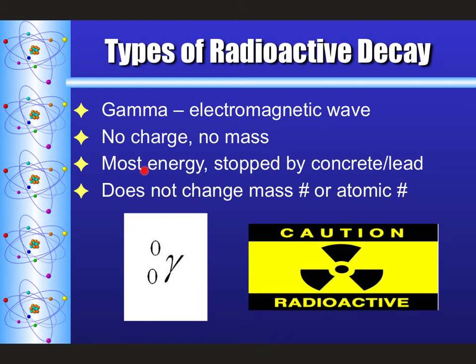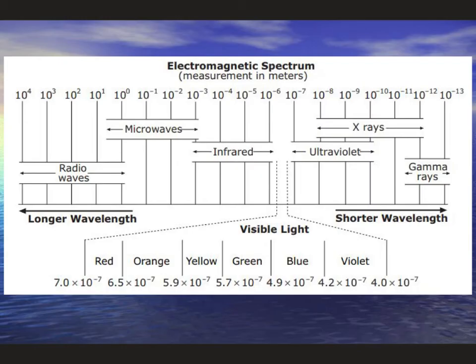No charge, no mass, the most energy. It has to be stopped by feet of concrete or inches of lead. That's why it's so hard to get rid of that gamma radiation or to block it and keep it from turning you into soup, which is why atomic bombs and things are so very dangerous, because they release a ton of gamma radiation. If you forgot, here's where those gamma rays are on our electromagnetic spectrum.